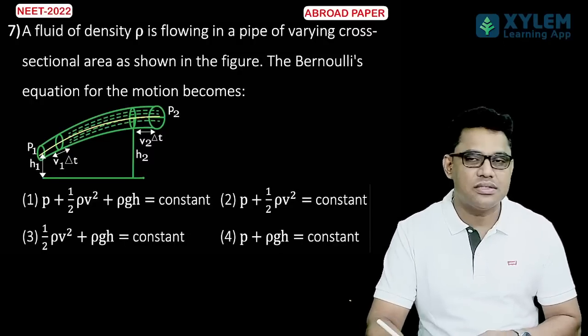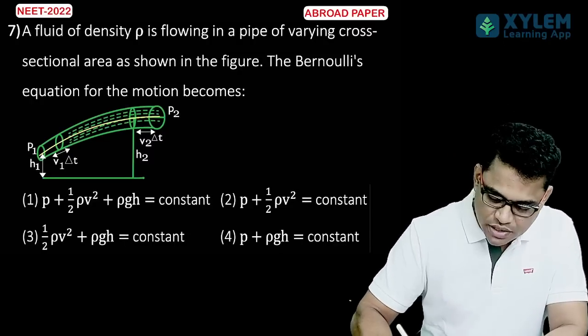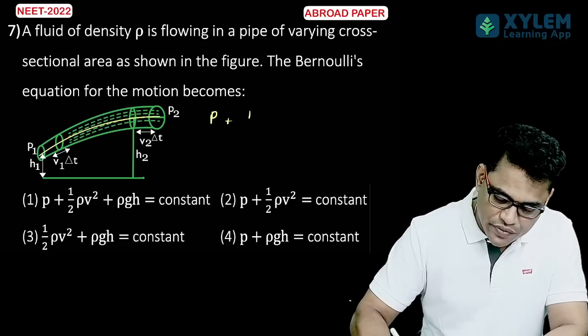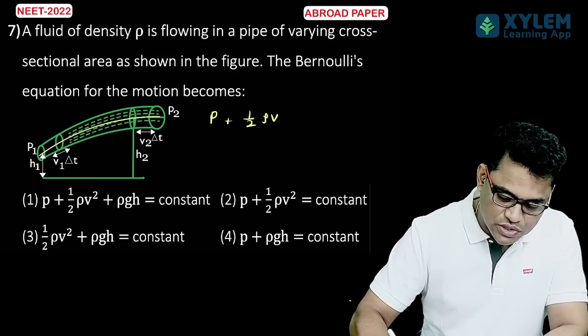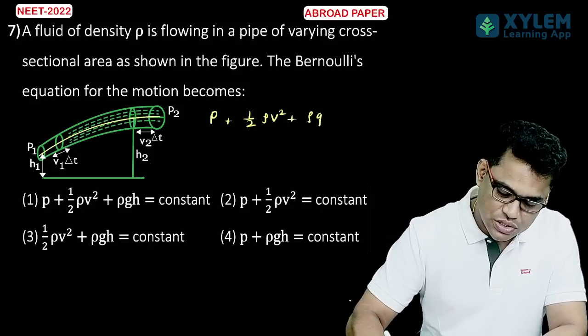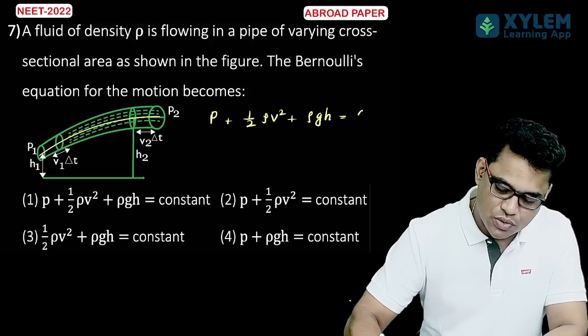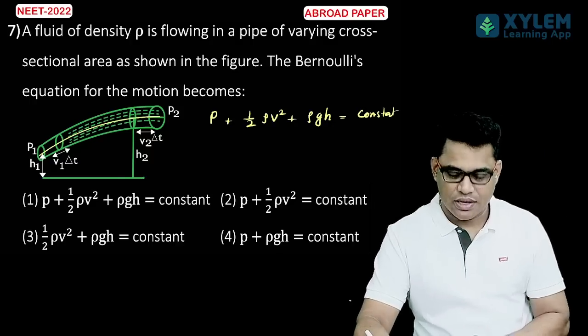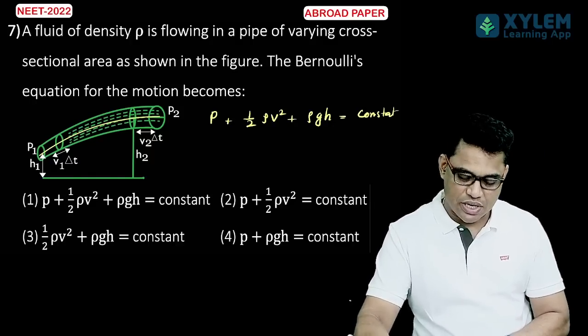What are those three things? These are the pressure energy, which is denoted by P, then kinetic energy per unit volume, which is half rho V square, then potential energy per unit volume, which is rho gh. That turns out to be constant. This is what Bernoulli's equation is, isn't it? Therefore, the right answer is 1.